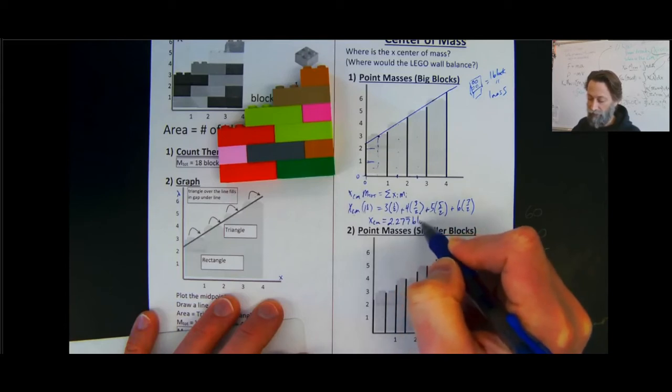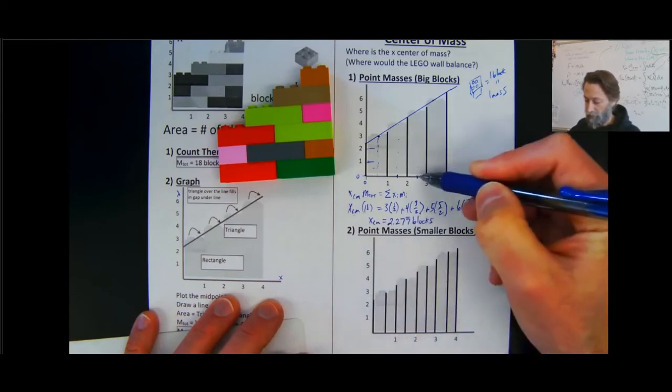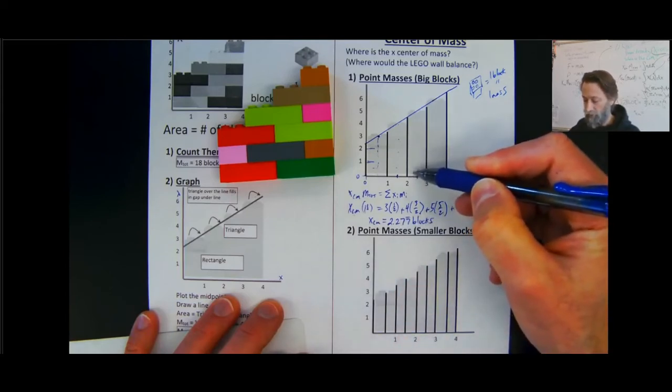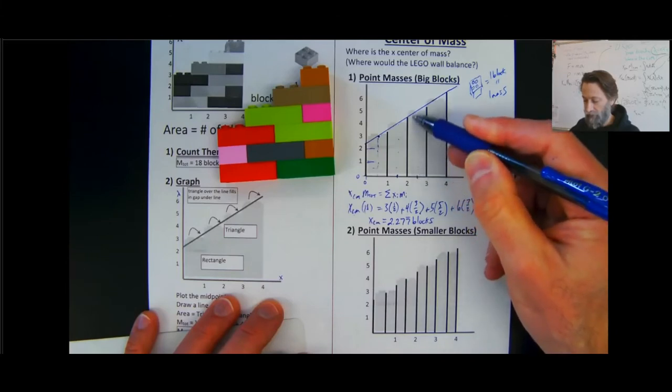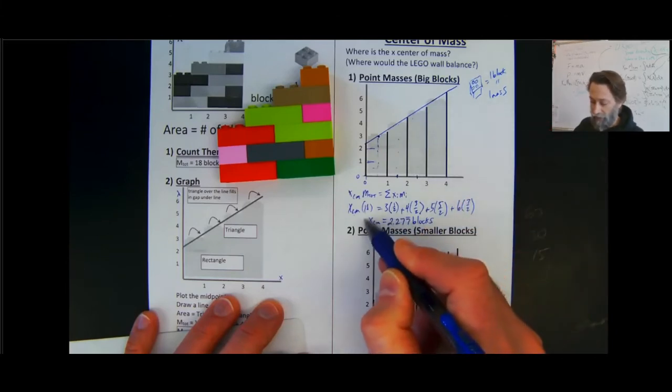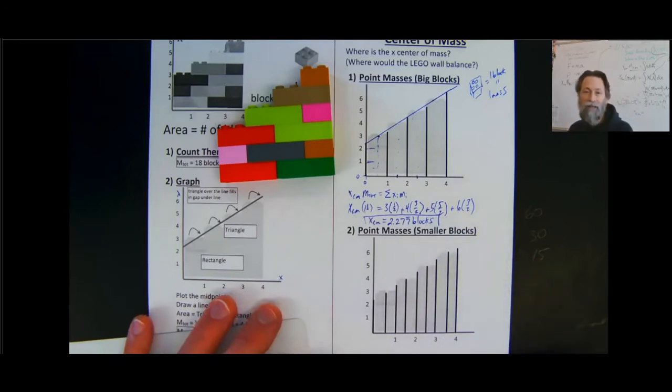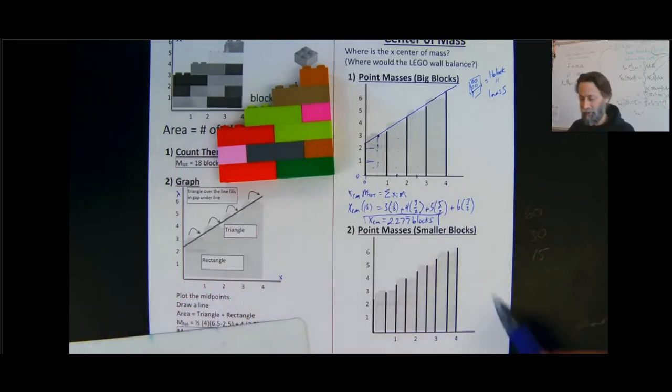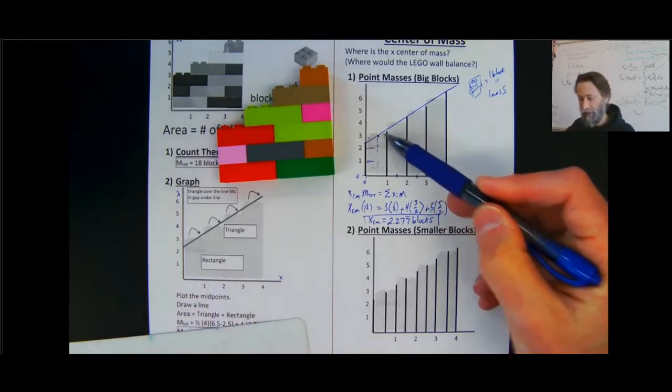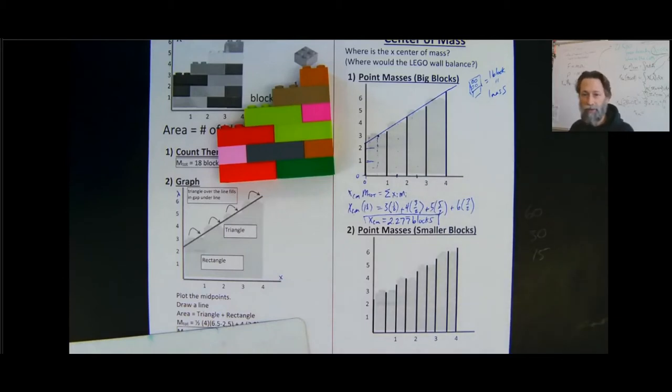2.277 repeating blocks over. So somewhere around 2.277, so about here, is going to be our center of mass. Now, that is good, but it's not exactly the most accurate. So we have this little gap here, we have this little gap over here. We're going to start playing around to make this more accurate.